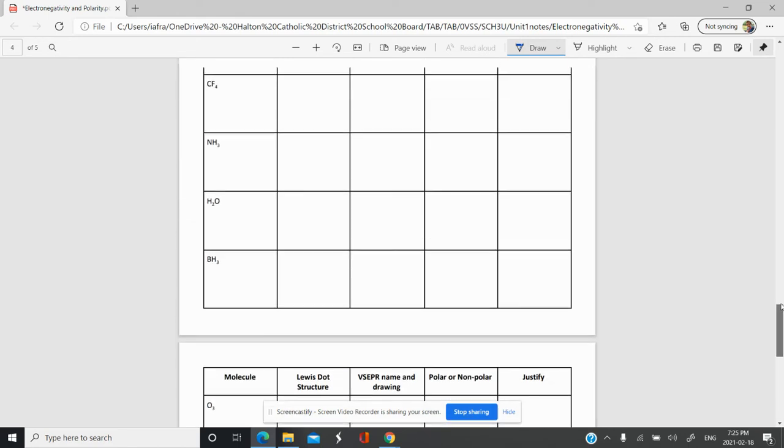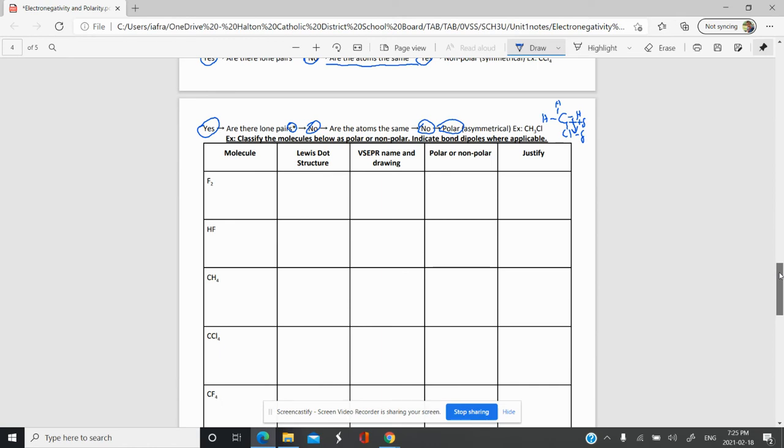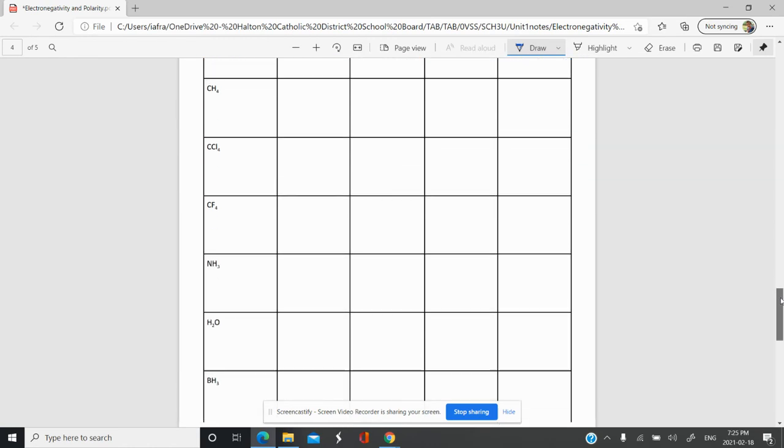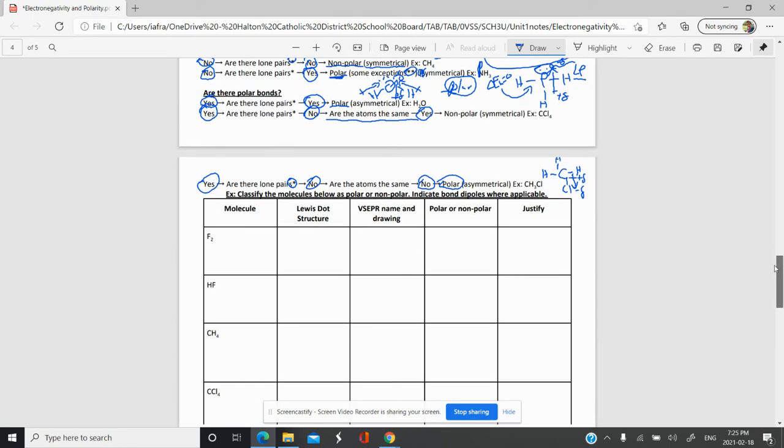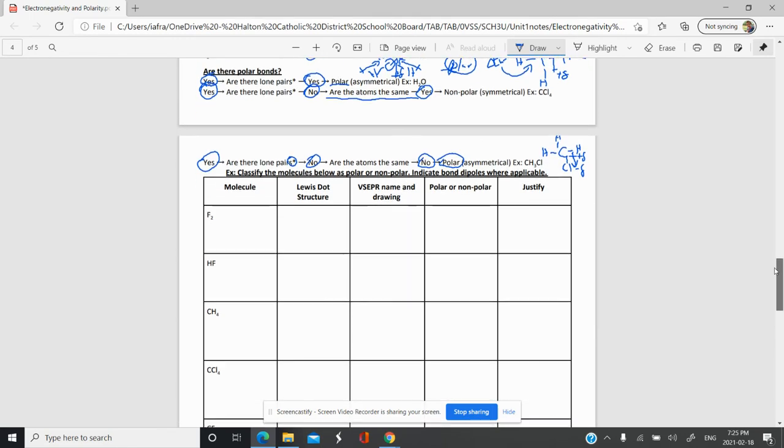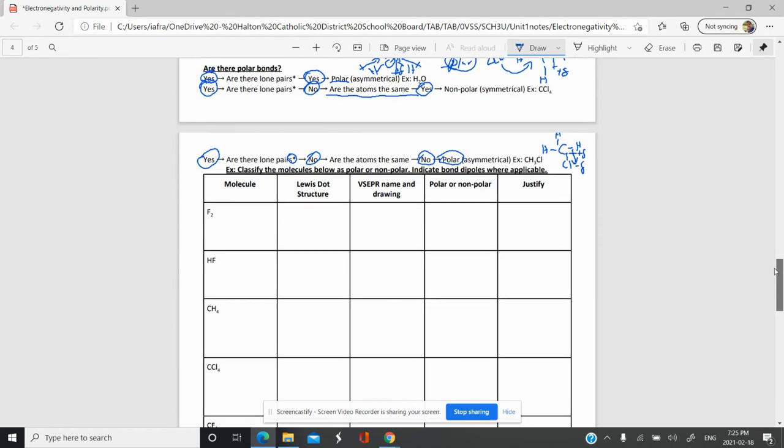So let's do a couple examples together in this video. We'll do a few of them, and then we'll do another video where we do a few more examples as well. We're going to try to figure out if overall the molecule is considered polar or non-polar, and we'll have to indicate the bond dipoles where they're applicable. So we'll start off with the F2 molecule. The first step is we're going to draw the Lewis structure.